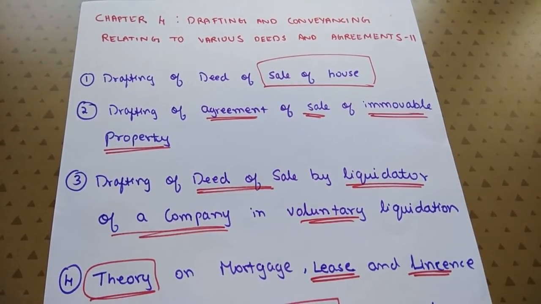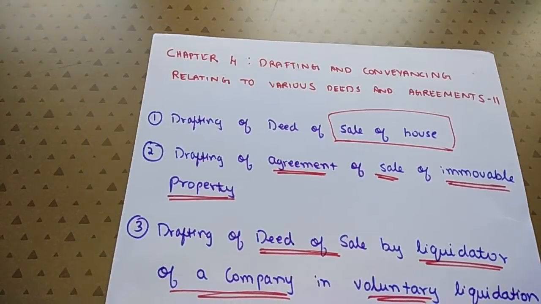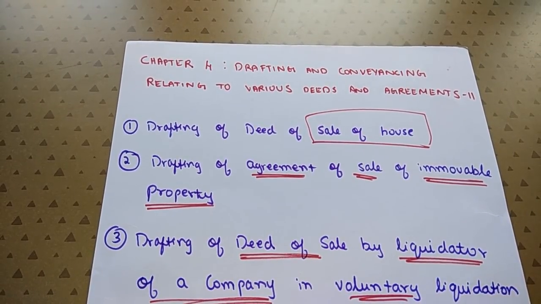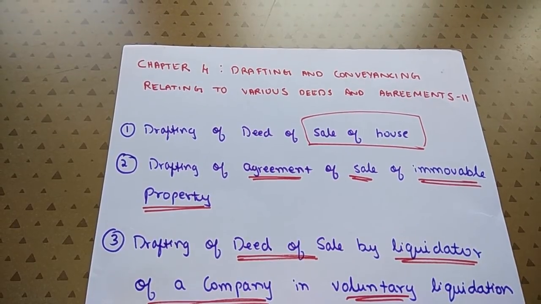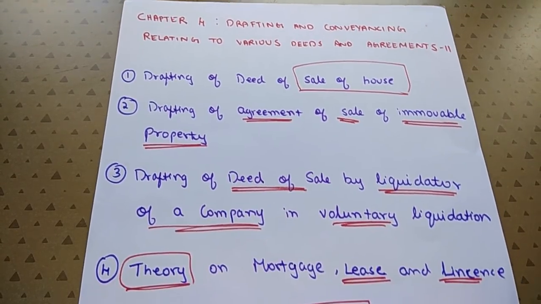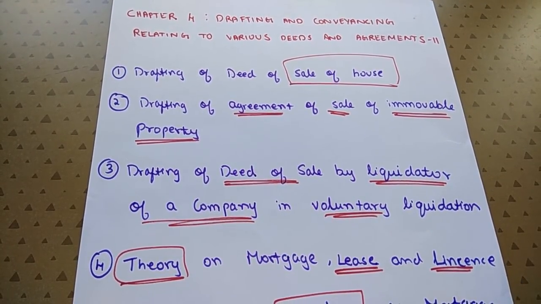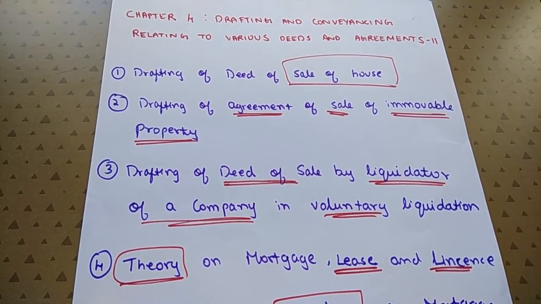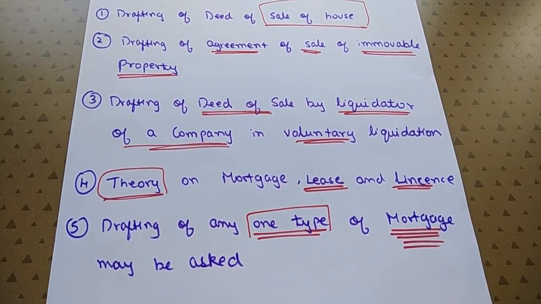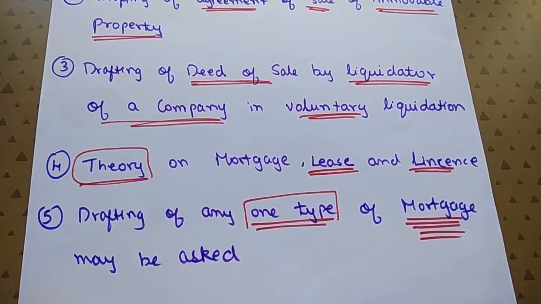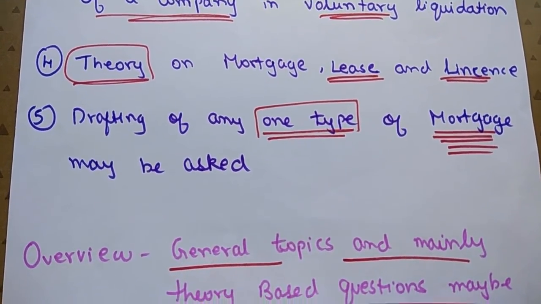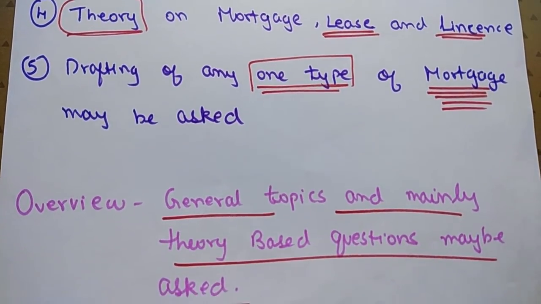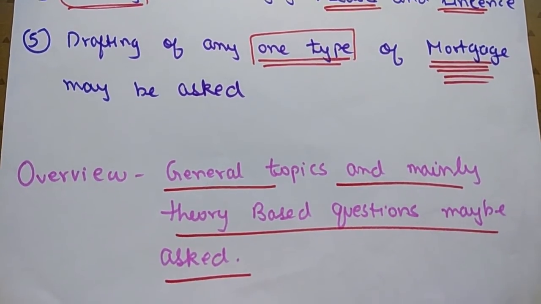I kept chapter 4 last because the topics covered here are those which you would have studied in executive. Important and frequently asked from here are 1. Drafting of deed of sale of a house. 2. Drafting of agreement of sale of immovable property. 3. Drafting of deed of sale by liquidator of a company in voluntary liquidation. 4. Theory questions on mortgage, lease and license. Also, drafting of any one type of mortgage has been previously asked.